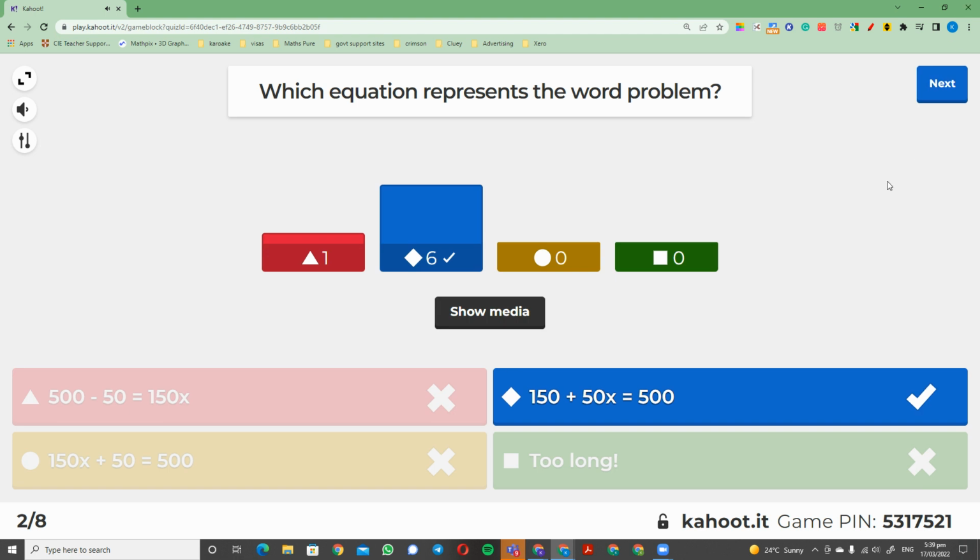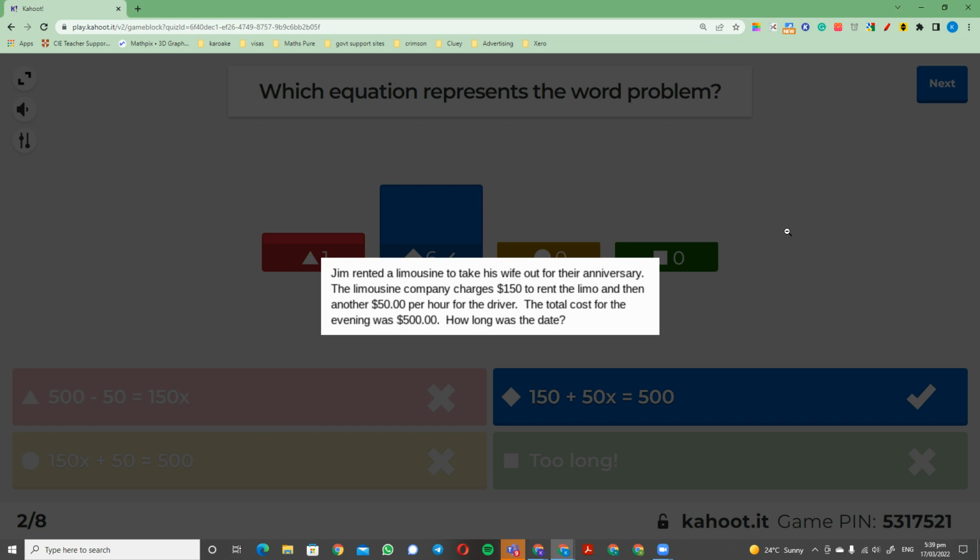All right, it's much improvement there. All right, can anyone quickly explain why it would be that one there? We got 150 plus 50x. Why would the 50 multiply by the x? What in the question says 50 times x? How do we know that? That's per hour.